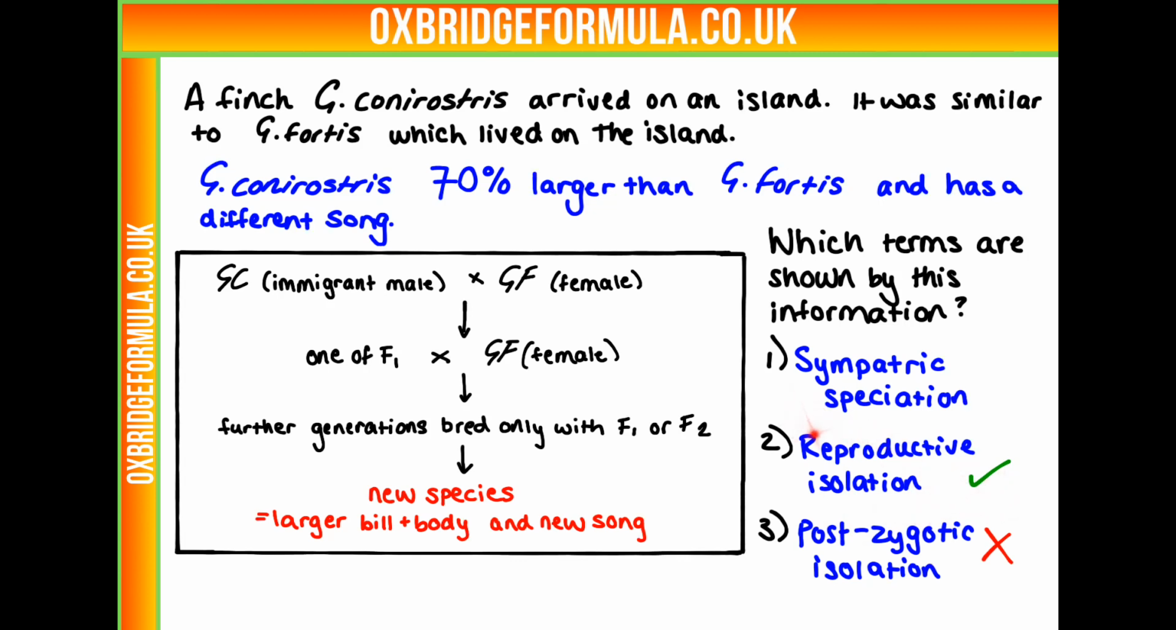And how about our sympatric speciation? Are there any geographical barriers to our reproduction? Well, yes, there is. We're only told we've got one finch from our GC population, and there's no way that they can keep breeding to form our new species from there. So we can say that that one is incorrect. And therefore our final answer is going to be answer B.